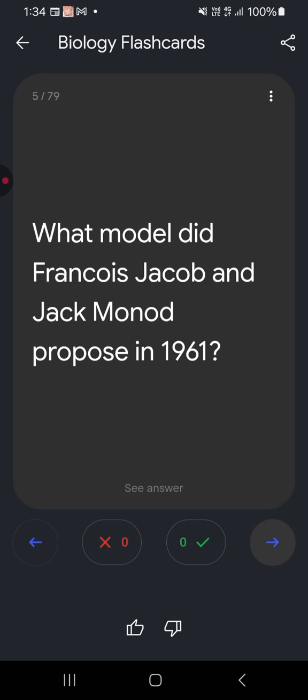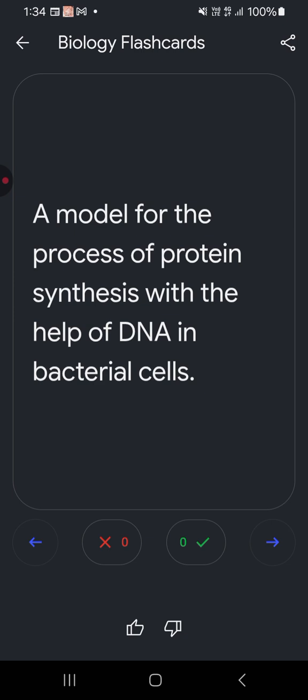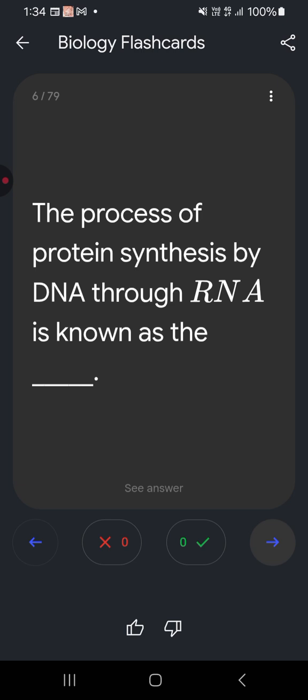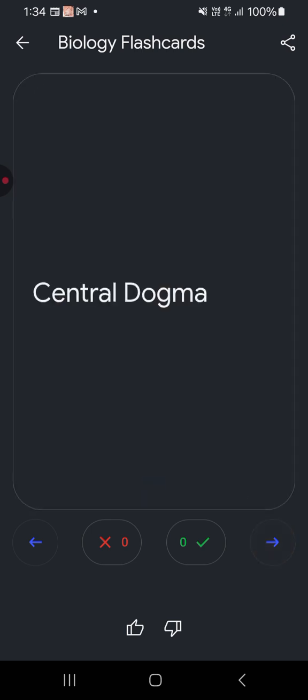What model did Francois Jacob and Jacques Monod propose in 1961? They proposed a model for the process of protein synthesis with the help of DNA in bacterial cells. The process of protein synthesis by DNA through RNA is known as central dogma.